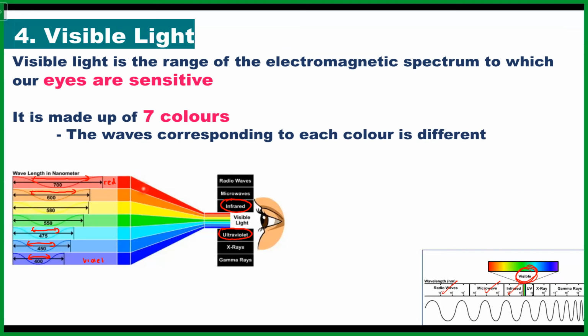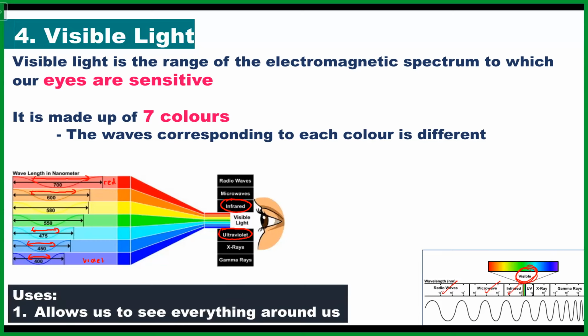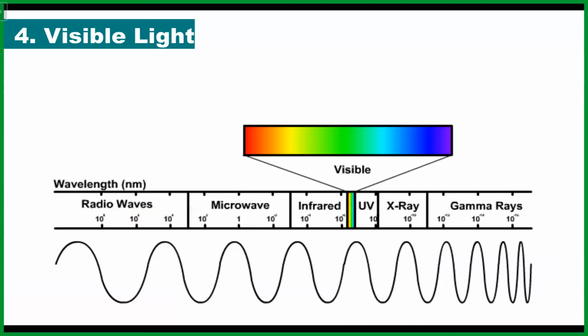So this is how you remember the order of the 7 colors. Red comes closest to infrared, violet comes closest to ultraviolet, and you'd probably be able to fill in the gaps between these 2 colors. Right. So what are the uses of visible light? Visible light is extremely important to us humans because it's because of visible light that we are able to see everything around us. Every object in our environment is visible to us because of these visible light waves that allow us to see everything in our environment. So that's the use of visible light.